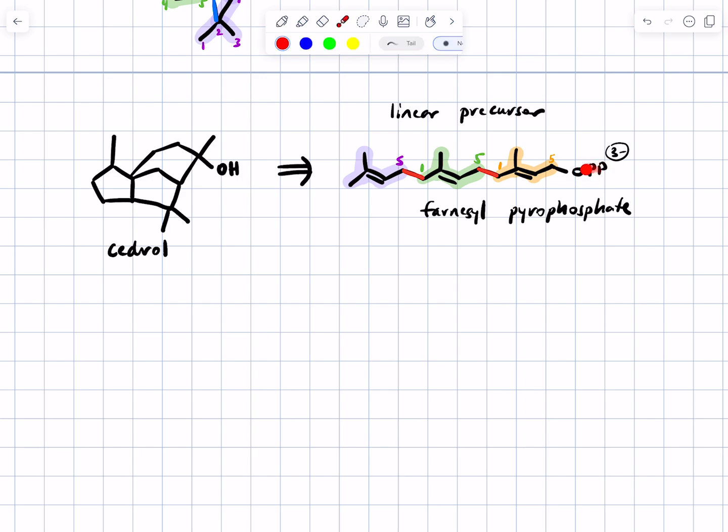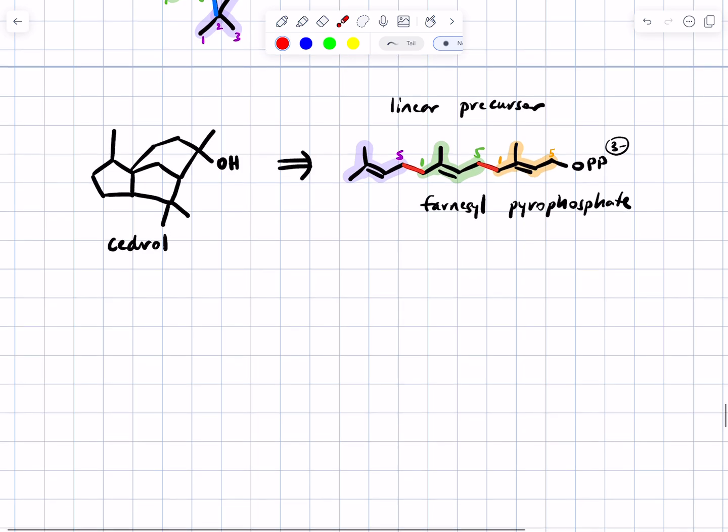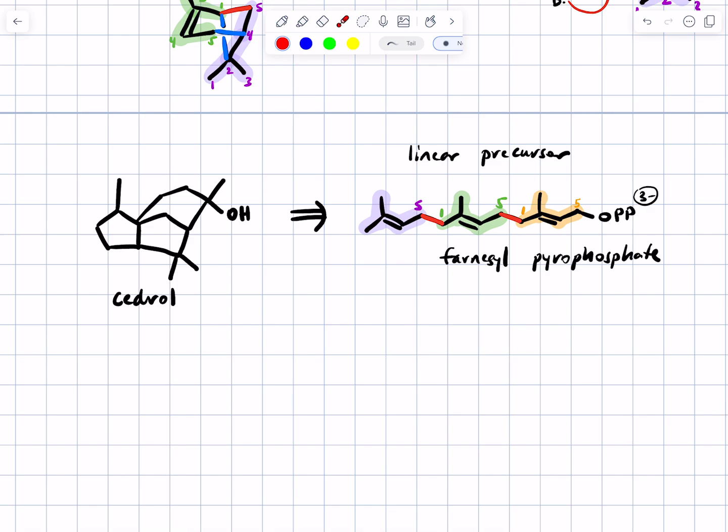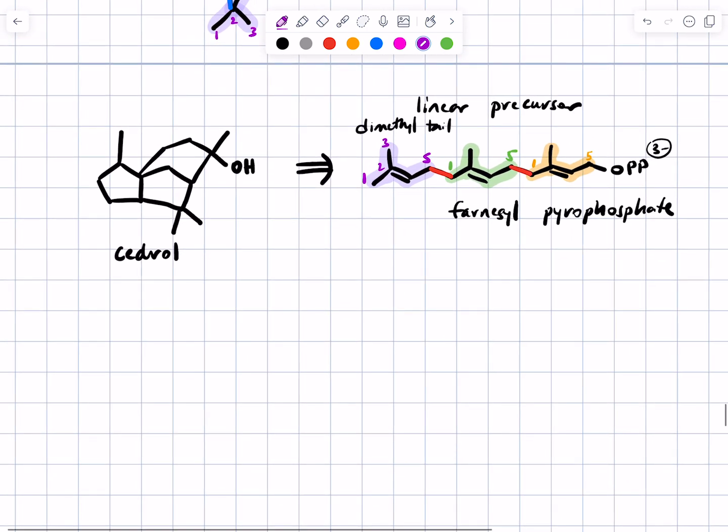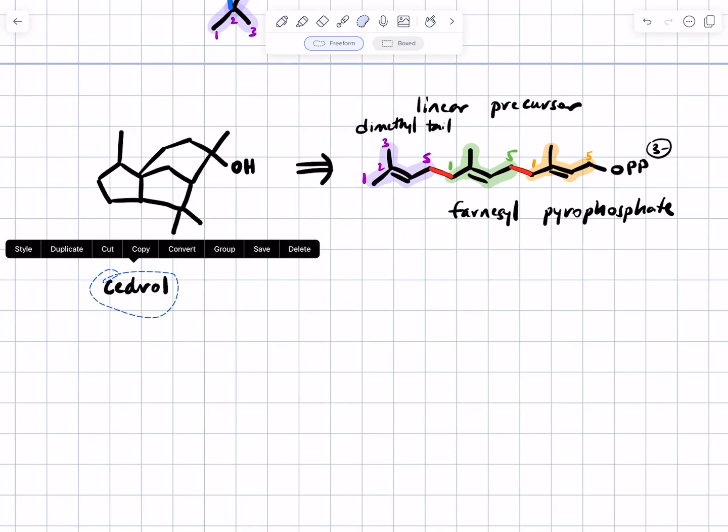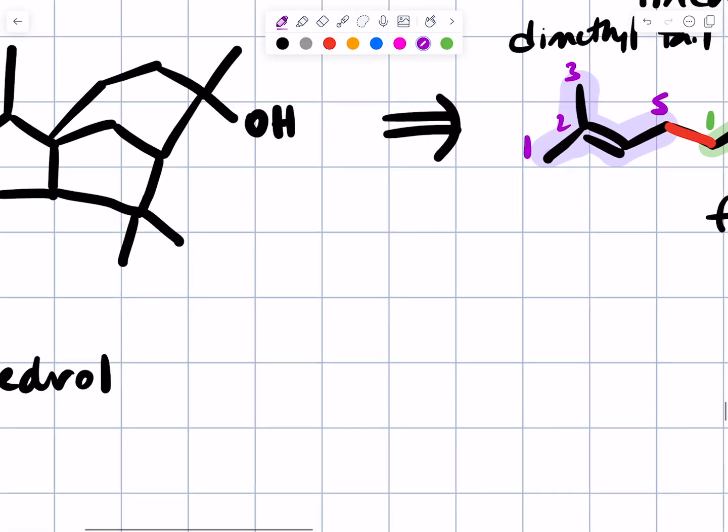That is, we expect the leaving group to leave to give us an allylic carbocation, and then we're going to go from there. Let's now look at the cedarol and see if we can come up with at least one reasonable way to identify isoprene units. And first, we're going to look for the purple dimethyl tail. So find the dimethyl tail and you will have identified carbons 1, 2, and 3 from your original linear precursor. 1, 2, and 3.